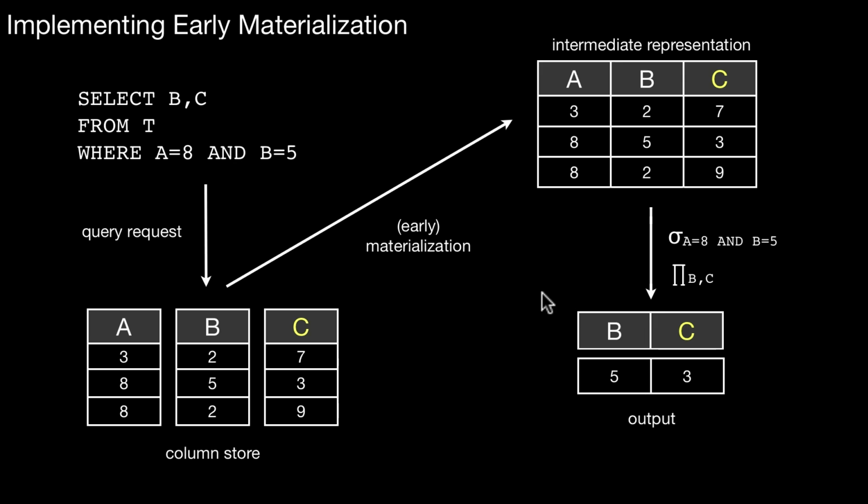So let's look at one possible way of implementing that. Here again, I added the filter condition. So what you do here is you send this to the column store. It has it represented in 3 different structures.